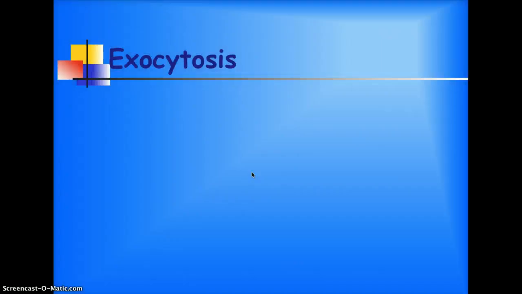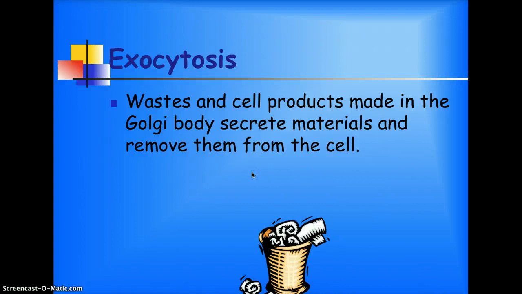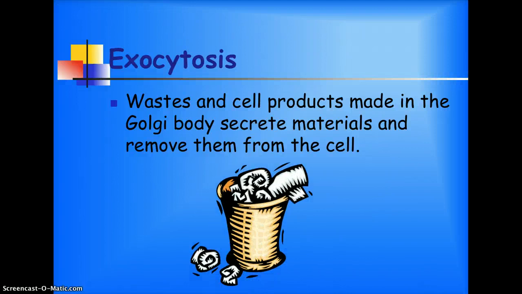And finally, exocytosis. This is used exceptionally by the Golgi apparatus. The Golgi apparatus packages materials into little packets and then shoves them out of the cell. So they're removed from the cell in the process called exocytosis.